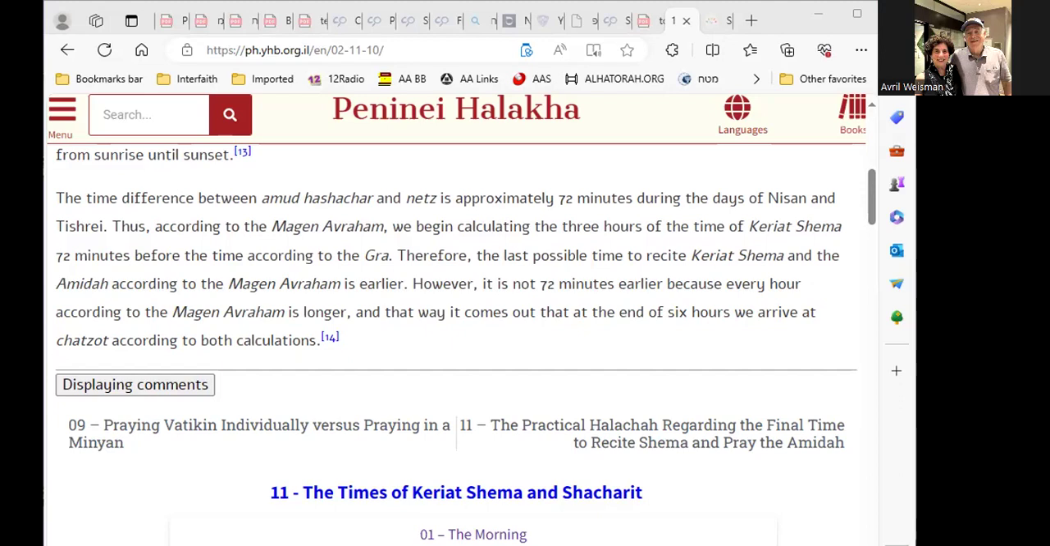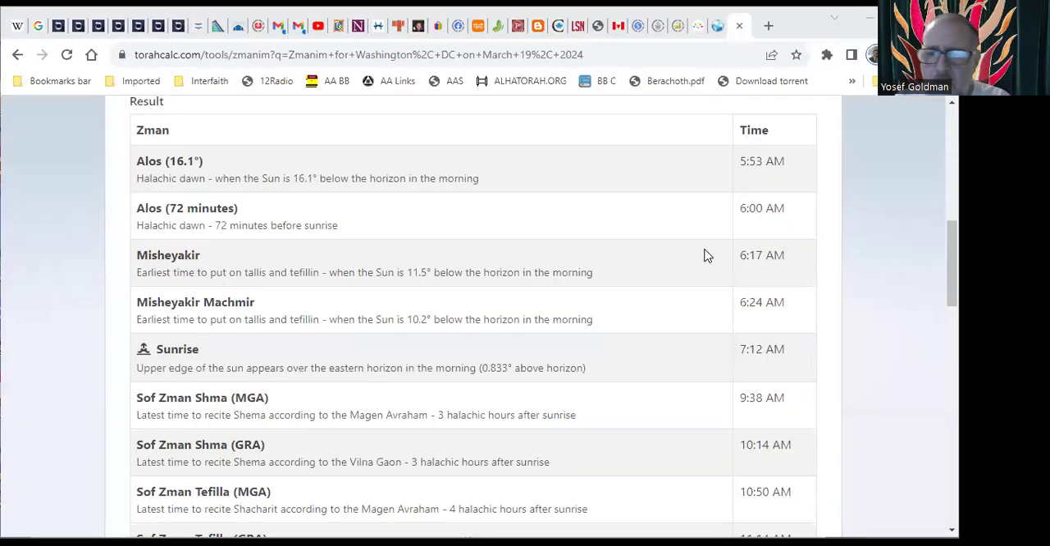I can't see the other screen. Rabbi Goldman? Yes, we can't see the lower part of the screen. When I switch between screens, it doesn't work. So that's why I asked. Okay, so can you see it now?